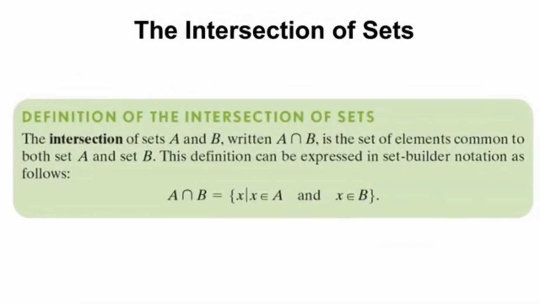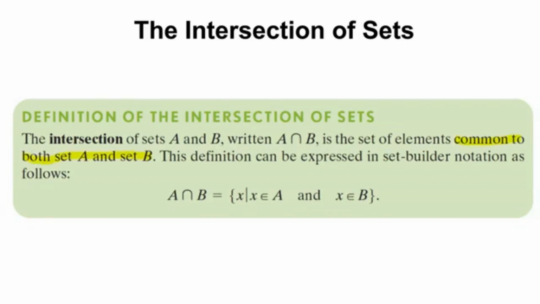Then let's define the intersection of sets. The intersection of sets A and B, written by this symbol here, can be read as A intersection B. So the intersection of A and B is the set of elements common to both set A and set B. So these are the elements that are in the intersection. If you remember, in the Venn diagram notation, the intersection of the two sets contains the elements that are common to both sets, both set A and set B.